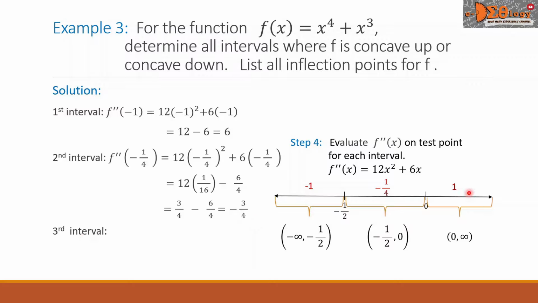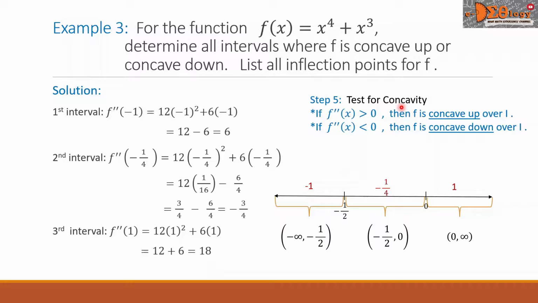For the third interval, our test point is positive 1. So we have f double prime of positive 1. We get 12 times 1 squared plus 6 times 1. The square of 1 is 1, times 12. So we get 12 plus 6. The answer here is 18.